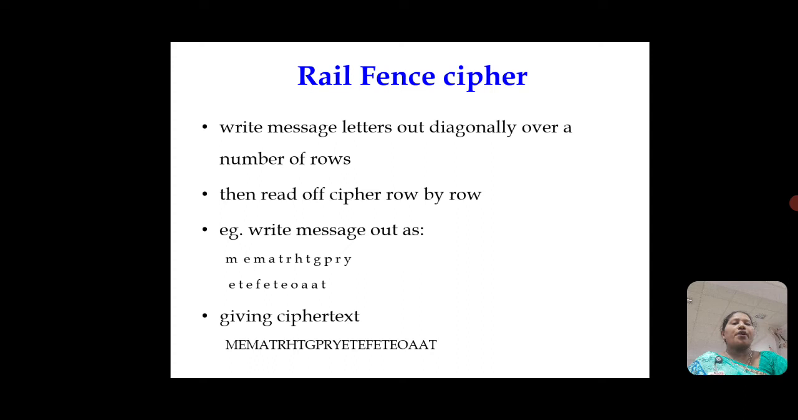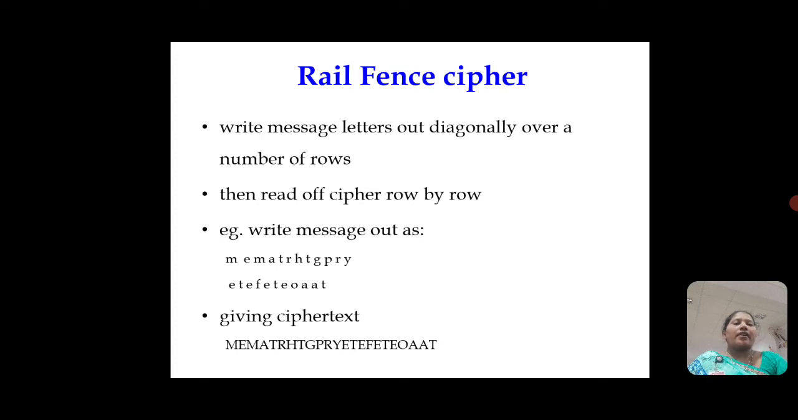Using two rows you are separating it. First letter in the first row, second letter diagonally in the second row. Third letter again in the first row, fourth letter in the second row, fifth letter in the first row, and sixth letter in the second row. Likewise you will be writing all those values, and finally you will get the ciphertext by reading the first row first and the second row next.